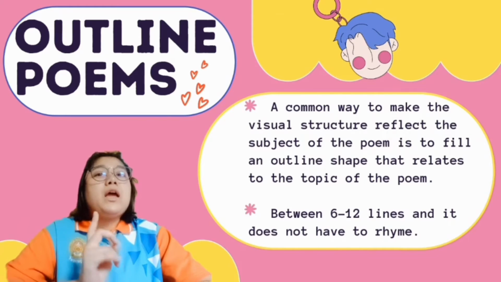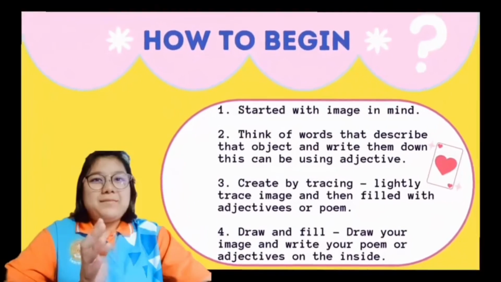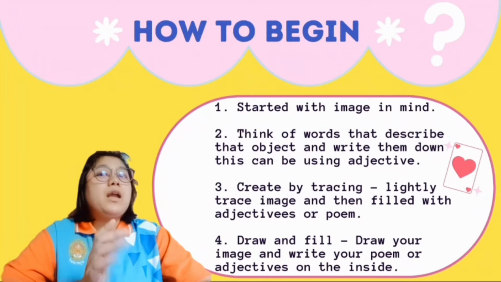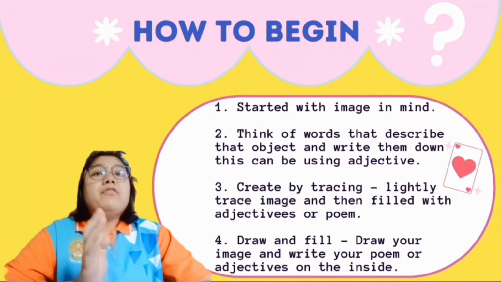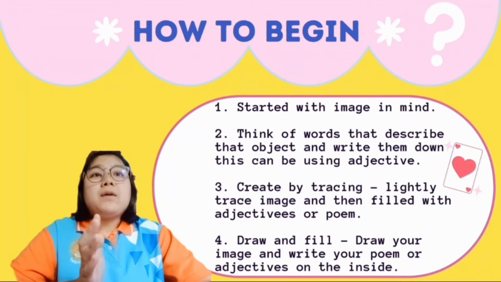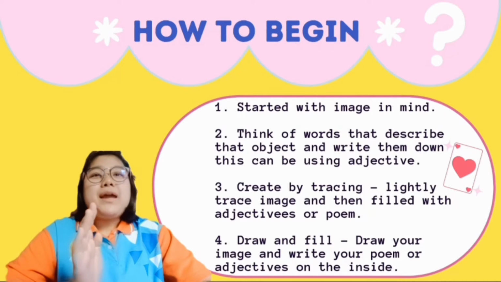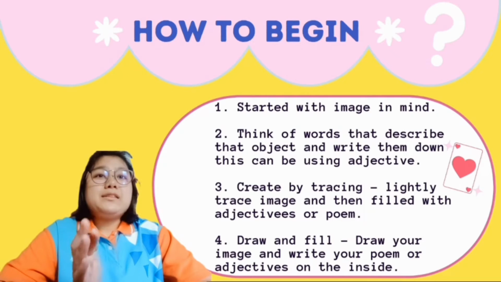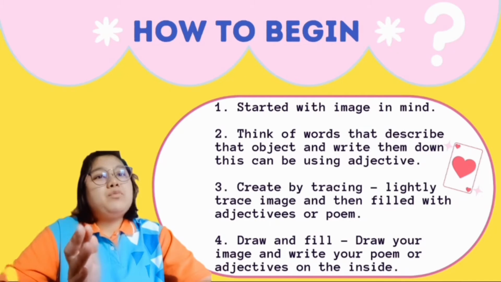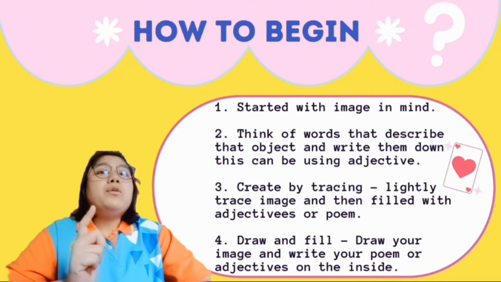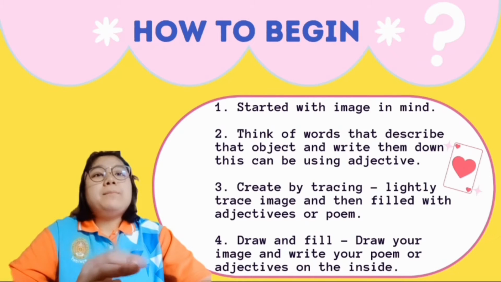Okay. How to begin the concrete poetry? First, start with an image in mind. Second, think of words that describe the object and write them down. These can be adjectives. Third, create by tracing. Lightly trace the image and then fill it with adjectives or a poem. And the last, draw and fill. Draw your image and write your poem or adjectives on the inside.